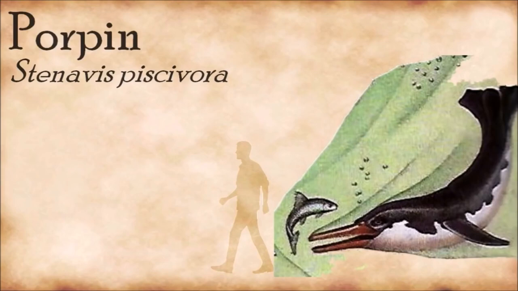The porpoise, like most of its class, is a fish eater. Its distinguishing feature is a long, serrated beak that enables it to catch larger fish than would otherwise be possible. So successful has it been that it has remained virtually unchanged for the last 40 million years.